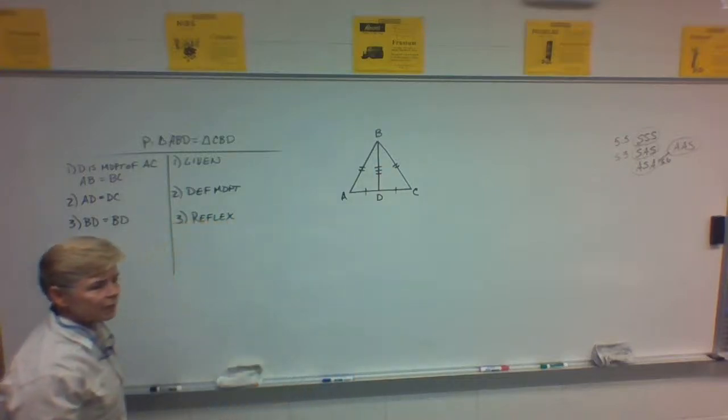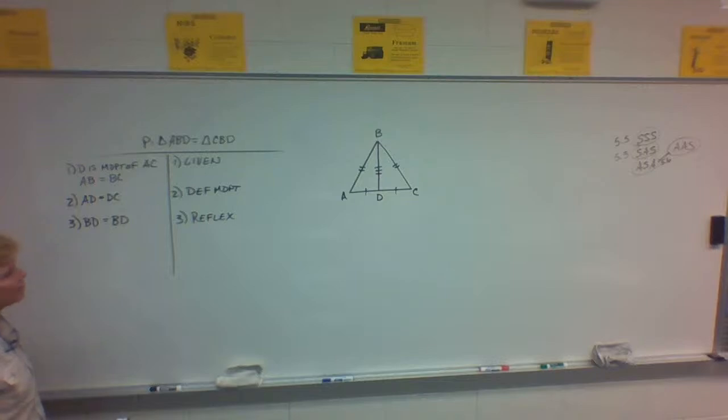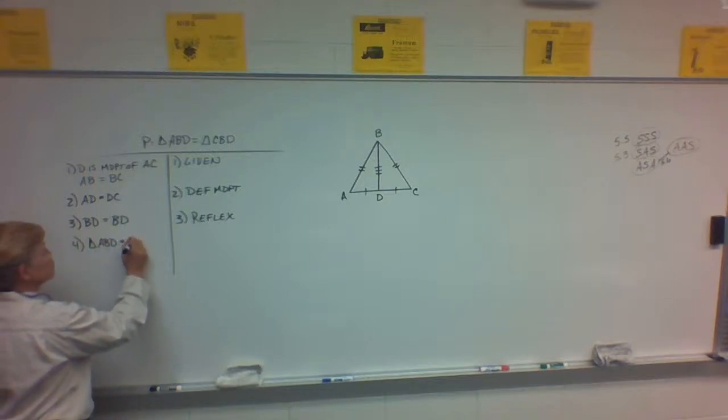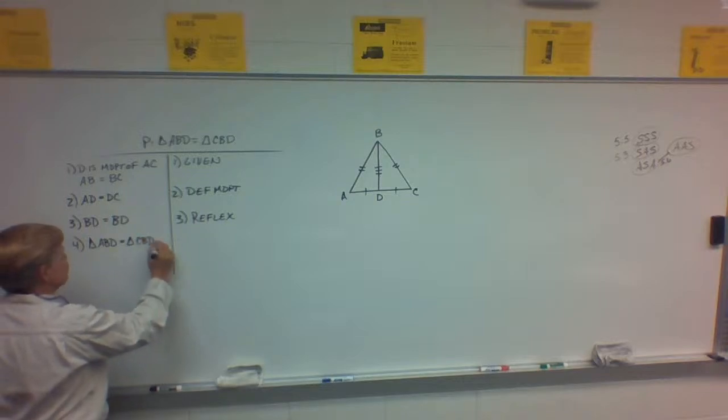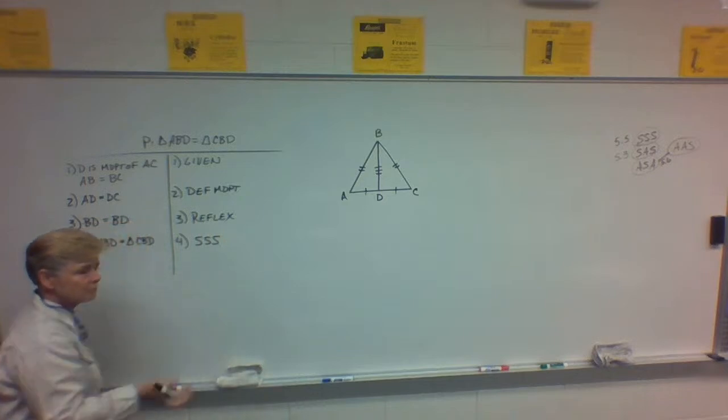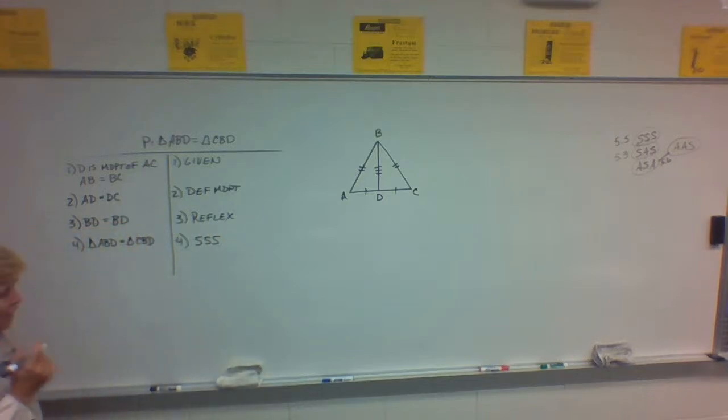Now, do you see the pattern we developed by doing this? I've got three things. They're all sides. You can see it on the picture too if you mark it as you go. And so triangle ABD is equal to triangle CBD because of side, side, side. Done. See it? Yep. Okay, you ready for another one?